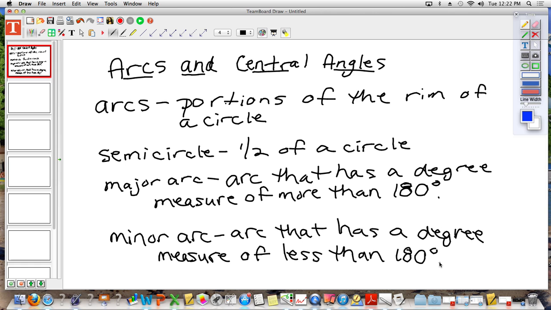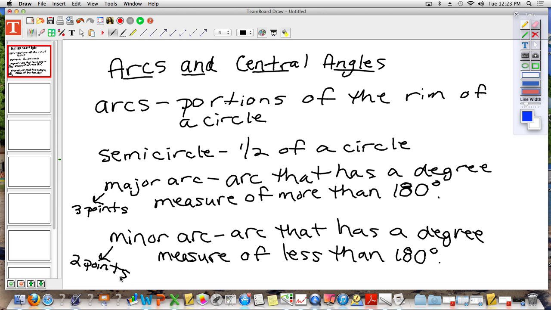But I want you to put a little note next to major arcs. When you name a major arc, you must contain 3 points or 3 letters. In a minor arc, you only have to use 2 points or 2 letters. And I will tell you what I mean by that in just a second. So major arc, 3 points, minor arc, 2 points.